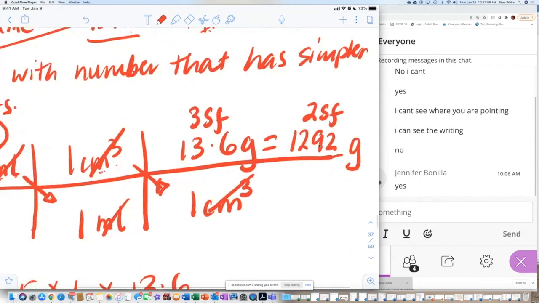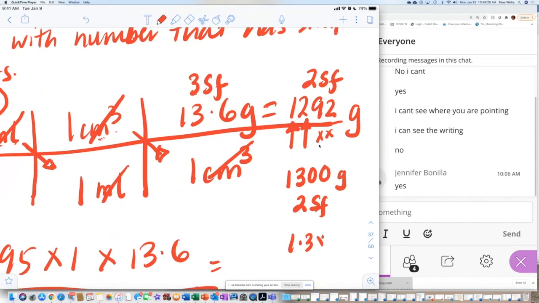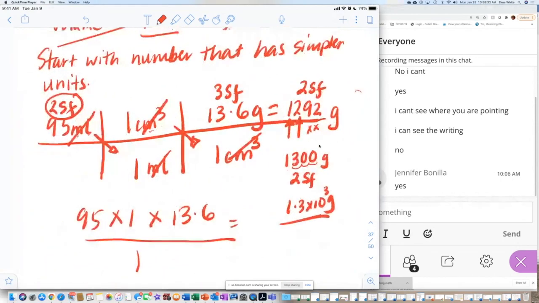So how do I make this 2? Remember, the 1 remains, this position here remains. So these have to go off. Since the next number, 9, is bigger than 5, I'm going to report this as 1300 grams. This is the same number in 2 sig figs. Any questions about that? Now I think they may have done scientific notation, and they may have done like 1.3 times 10 power 3 grams, but it's the same thing. Okay?